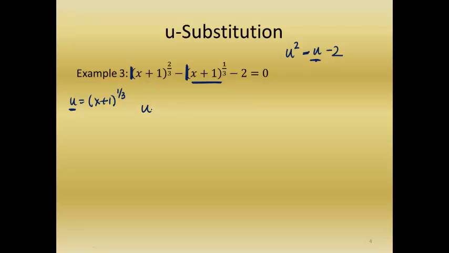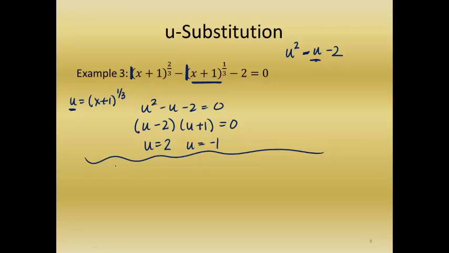So now that I have u squared minus u minus 2 equals 0, I can very simply factor that to (u minus 2)(u plus 1), leaving me u equals positive 2 and u equals negative 1. But remember, we weren't solving for u. We were solving for x. So at this point, I'm going to set the 2 and the negative 1 equal to this quantity (x plus 1) to the 1/3 power. So here's the last part of this process. So (x plus 1) to the 1/3 power now equals 2, and (x plus 1) to the 1/3 power equals negative 1.